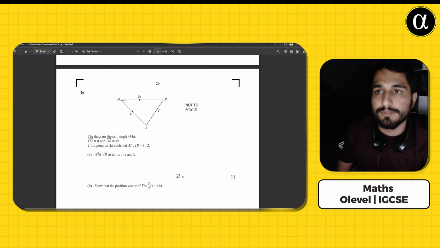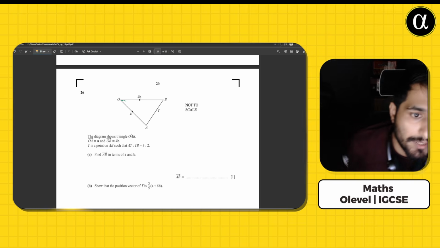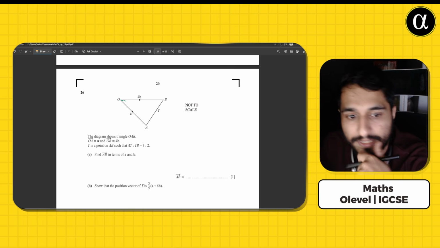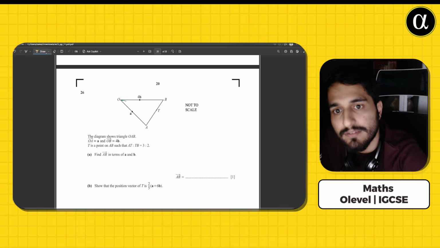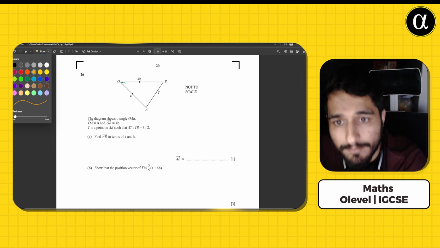Now the last question, vectors. So in this question you can see that the diagram shows the triangle OAB, and OA is A and OB is 4B. T is the point on AB such that the ratio AT to TB is 3 to 2. We are supposed to find AB. How can we find AB?